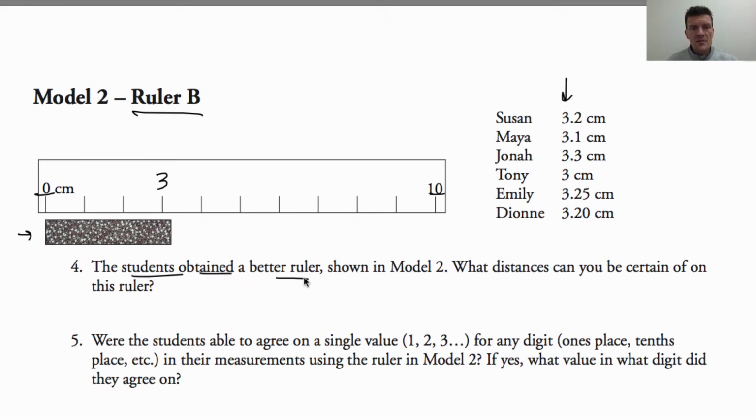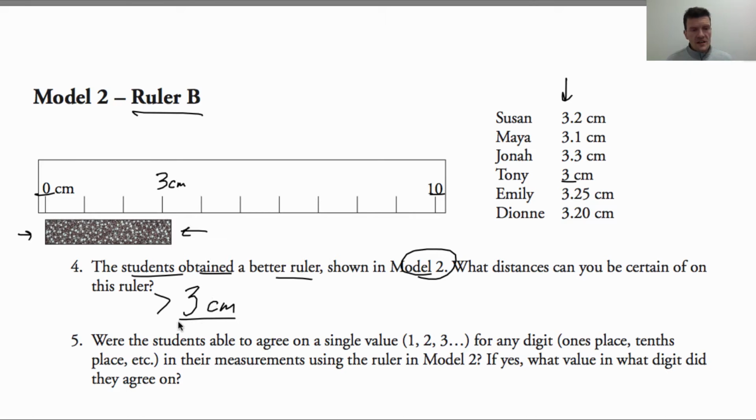The students obtained a better ruler. What distances can you be certain of on this ruler? Well, you know for certain you are going to be able to measure to the nearest centimeter. And you know that your object here is going to be greater than 3 centimeters. Everybody agreed on that. Or at least exactly 3. It's not going to be exactly 3, but 3 or bigger.